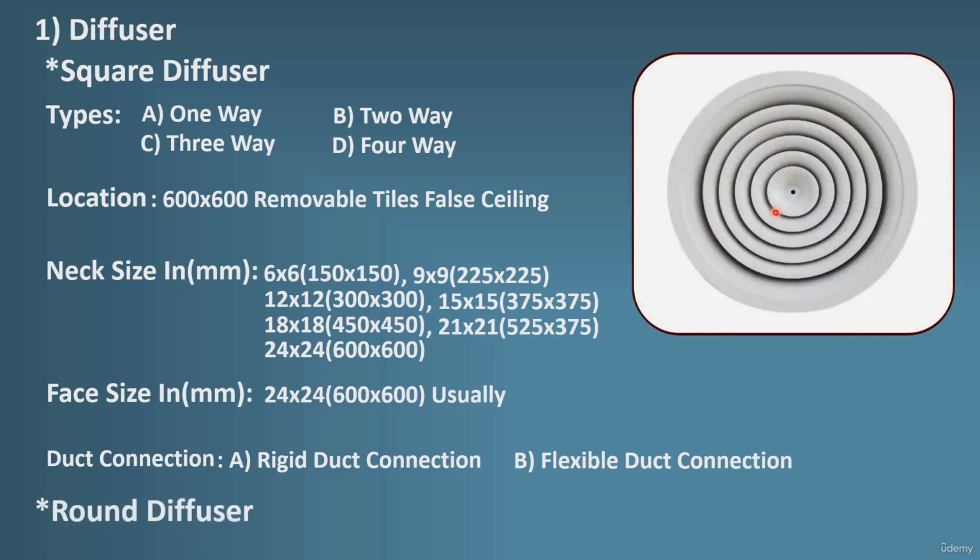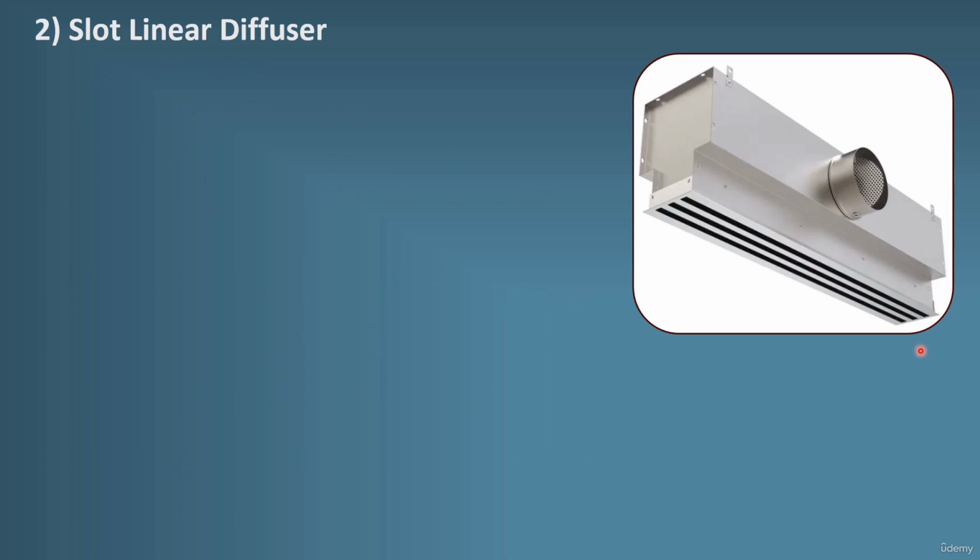Another type of diffusers is the round diffuser, same as square diffuser, but we use this one in case we have gypsum board false ceiling, not 600 by 600 removable tiles, because the round diffuser looks better than the square diffuser. Next, slot linear diffuser.